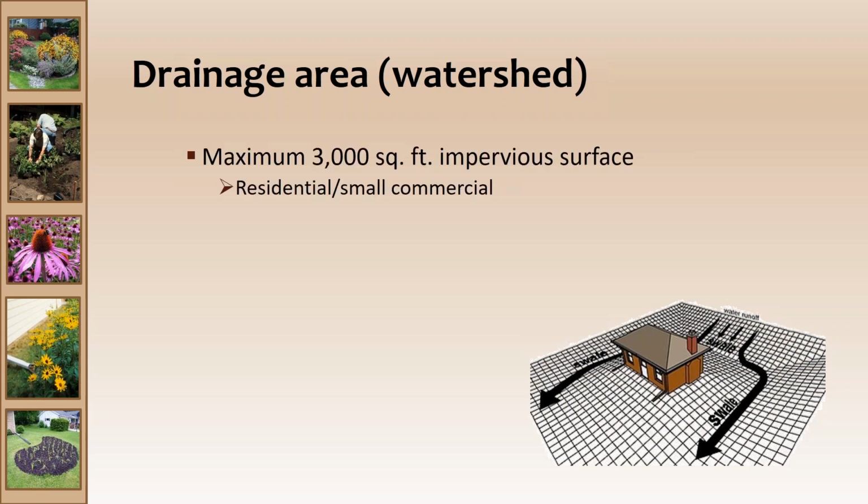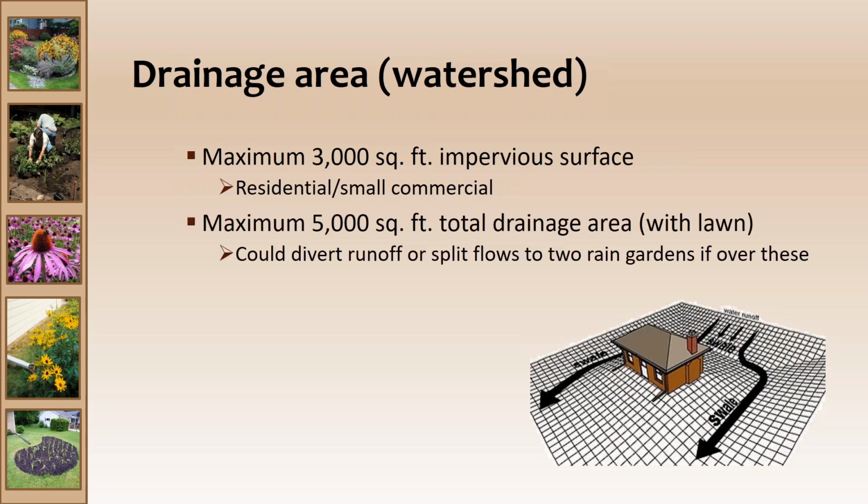The drainage area is something you have to be very cognizant of. The standard allows a maximum of 3,000 square feet of impervious surface, which should not be a problem on most residential properties. Remember, you're not capturing the whole roof off of one downspout. You're usually capturing about a quarter at the most. So small commercial buildings are also acceptable. And then there's a maximum of 5,000 square feet for the total drainage area. And that includes any landscaped area such as a lawn.